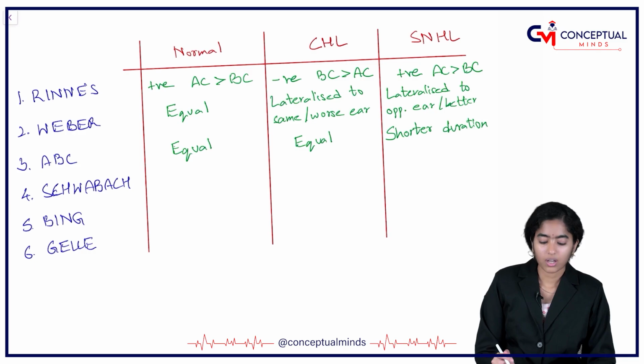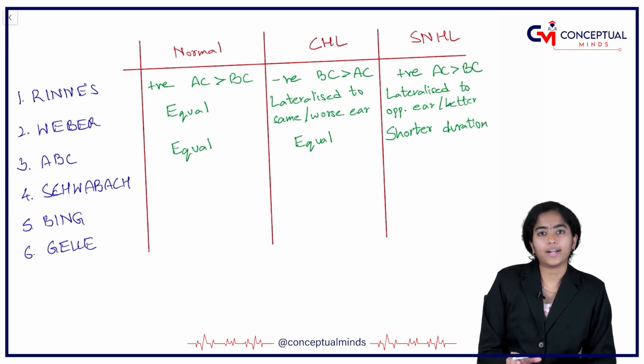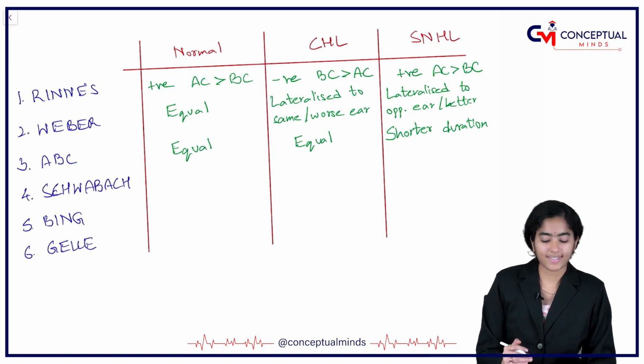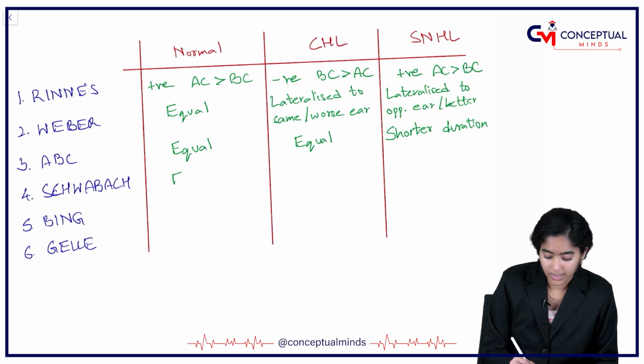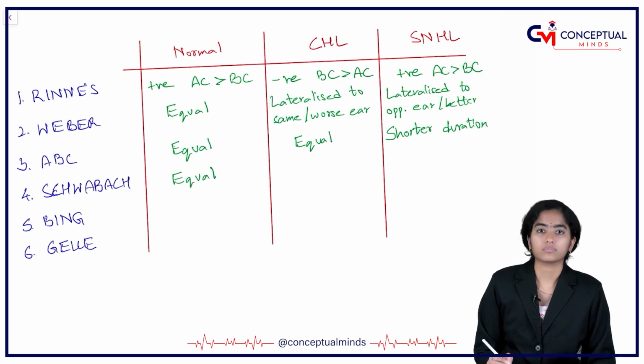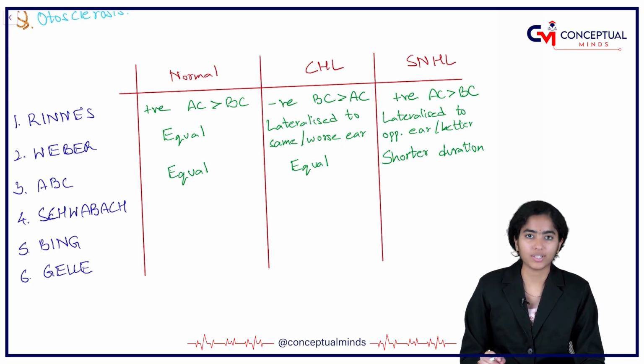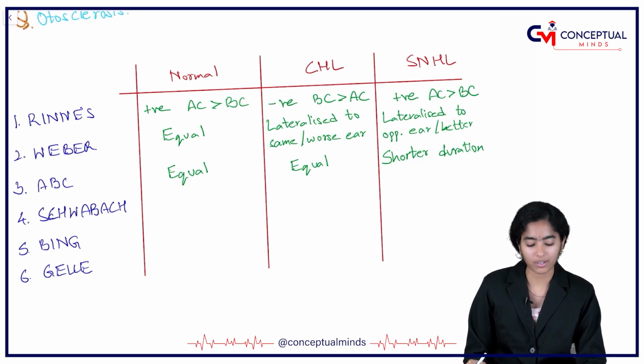Schwabach test. Bone conduction of the patient is compared with the bone conduction of the examiner, and the external auditory canal is not occluded. It is kept open. So on a normal person, when this test is performed, there is equal hearing with that of the examiner. When it is performed on a patient with conductive type of hearing loss, next is Schwabach test, where the bone conduction of the patient is compared with the bone conduction of the examiner, but the external auditory canal is not occluded this time.